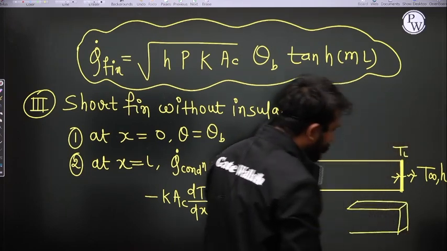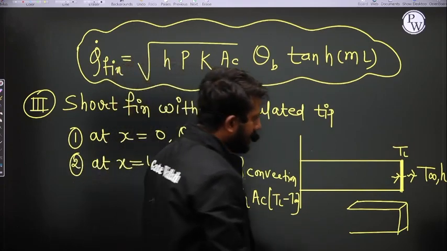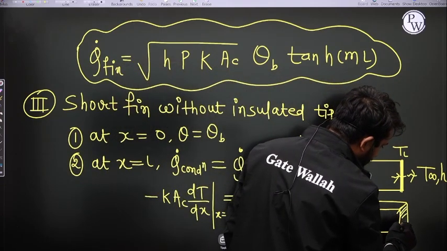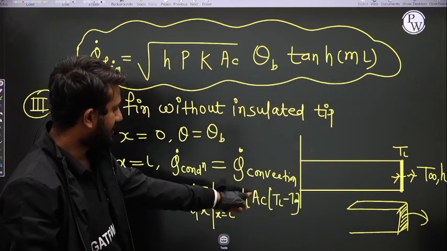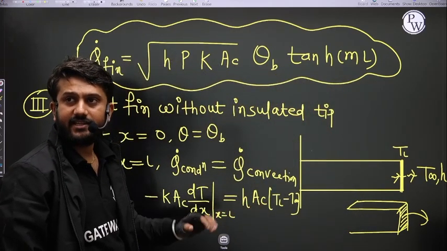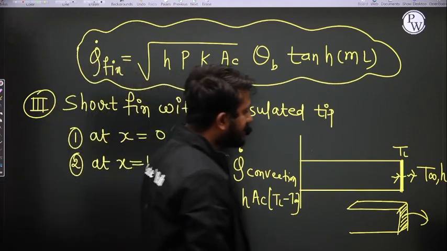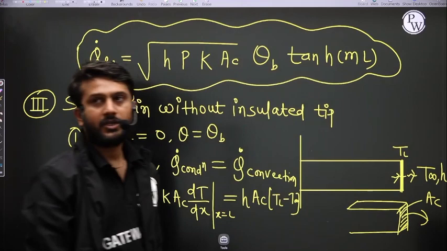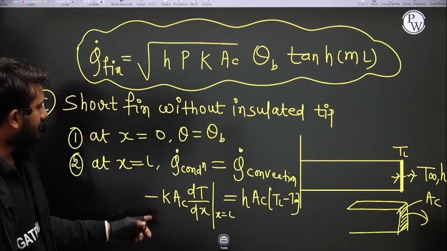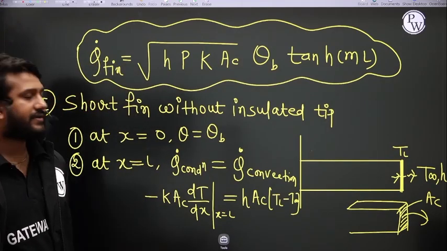Okay, now see here. Convection occurs from here only, right? Convection occurs here, so that is the cross-section area, AC. From which area does convection occur? This area is AC. So at x equal to L, the rate of conduction heat transfer is equal to the rate of convection heat transfer.